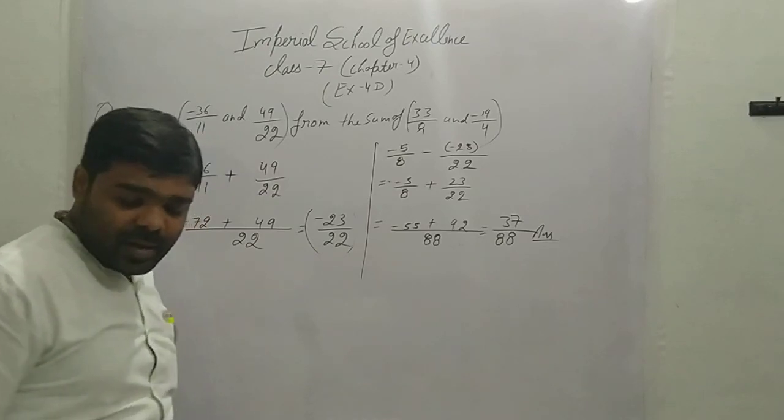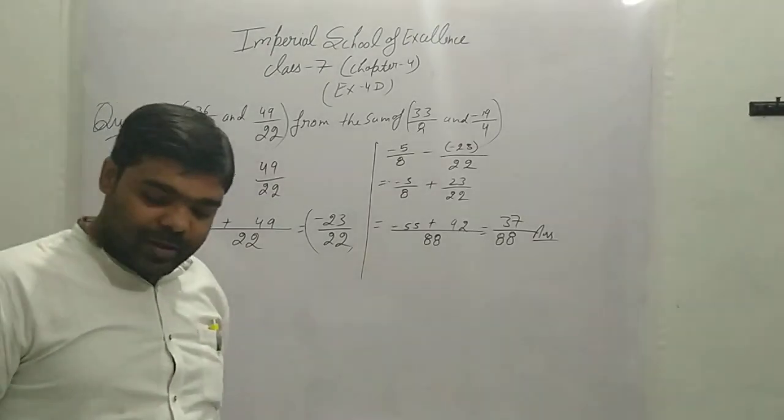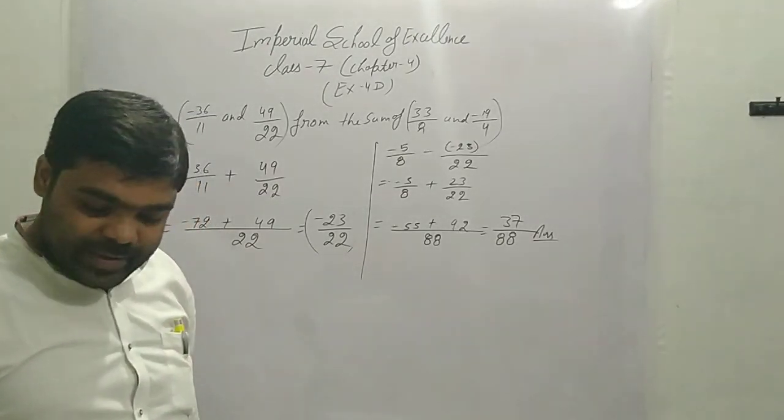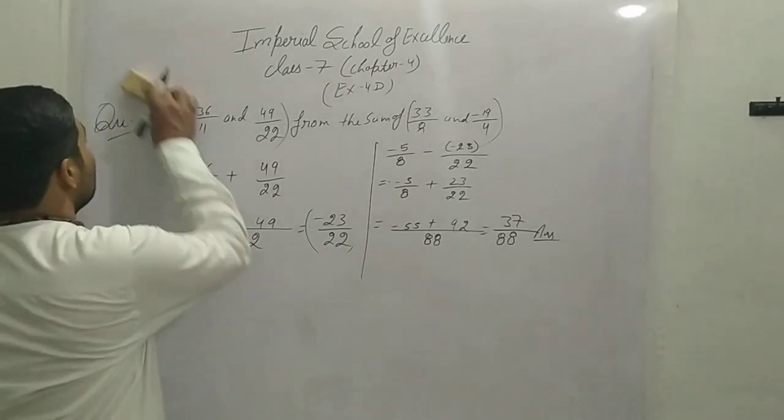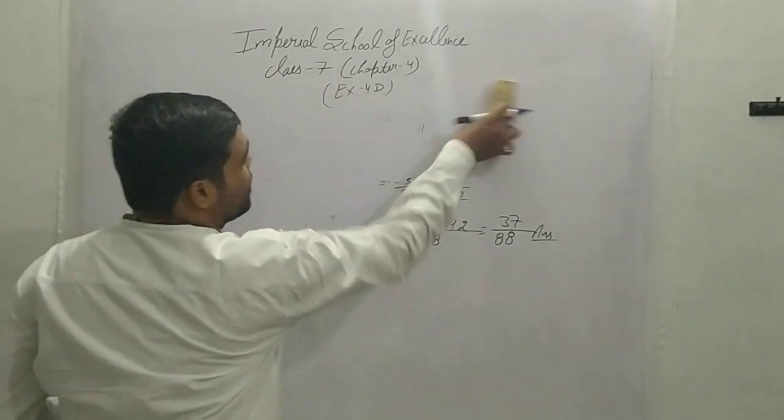Now question number 4 I have explained. Question number 5 is a little bit different. The sum of two rational numbers is... Let me explain you question number 5 also.